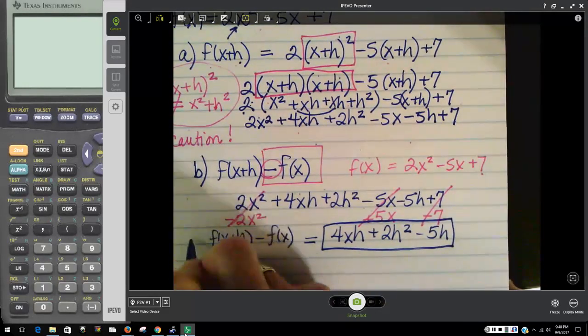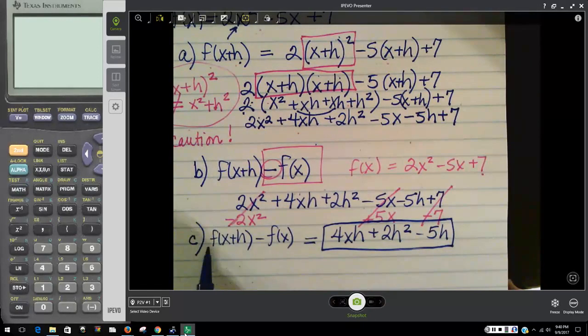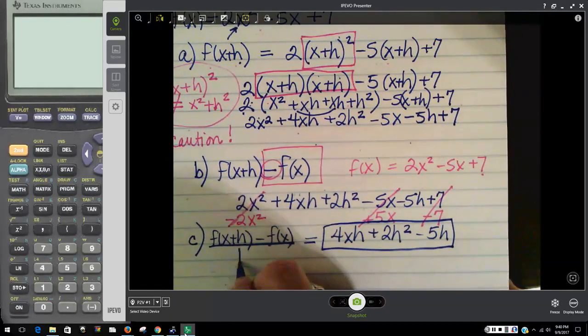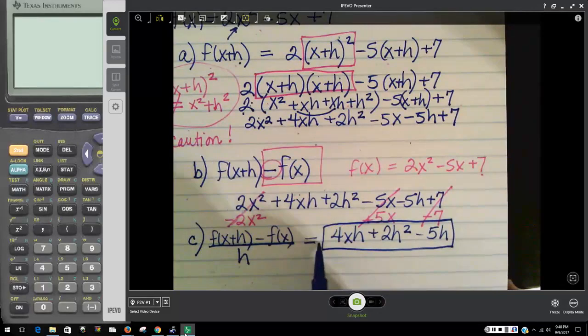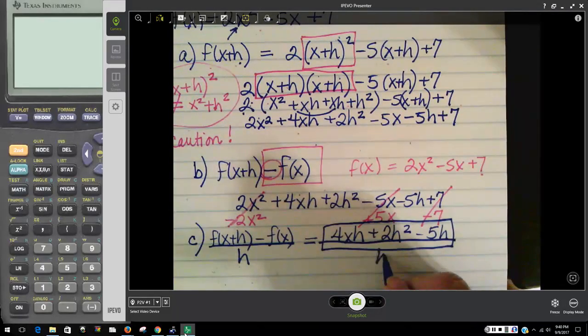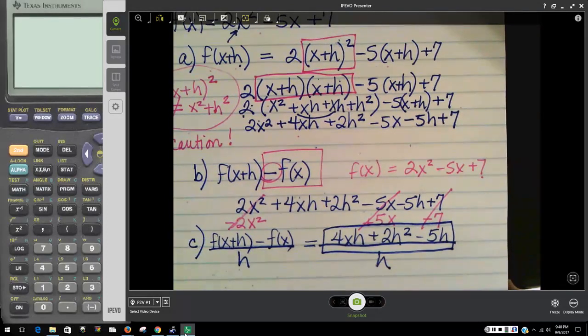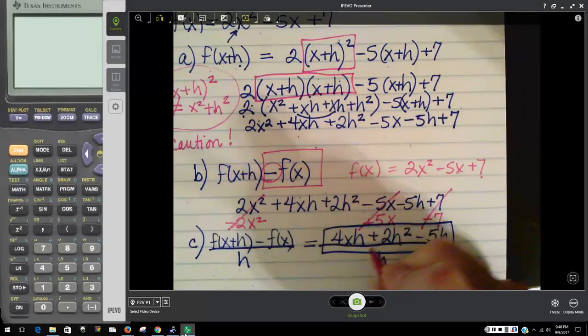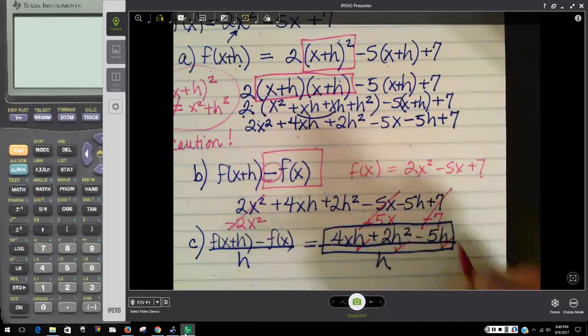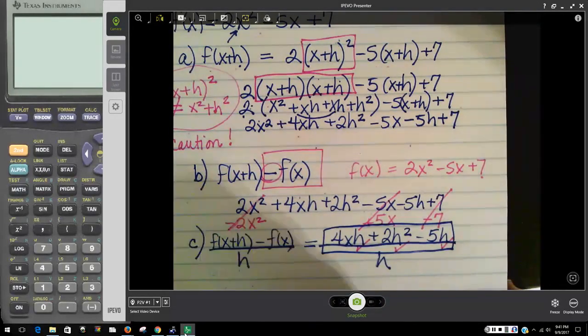And then that is going to become our next step, because part C says take f of x plus h minus f of x and divide it by h. So we're going to take this quantity and divide it by h. And at this point, you can't just put that there and leave it sit. What I want you to notice is that there is an h in every term. So we need to factor out the greatest common factor. So we're going to factor out an h in the numerator.